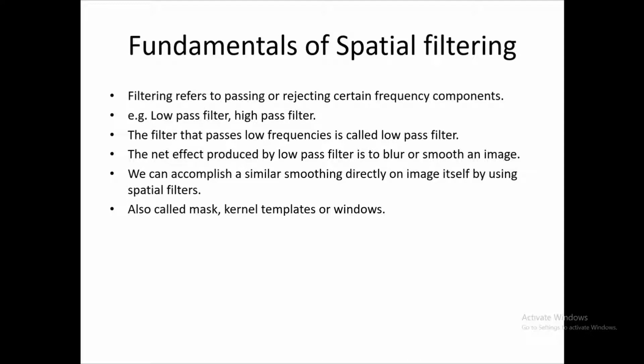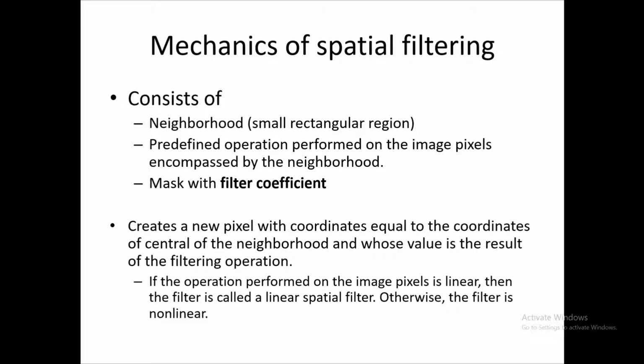Next, we'll be discussing the mechanics of spatial filtering. Spatial filtering consists of a neighborhood, a small rectangular region, which is also known as a patch nowadays, and it also consists of some predefined operation that's performed on the image pixels encompassed by the neighborhood, and a filter mask with the filter coefficients, which we call the kernel.